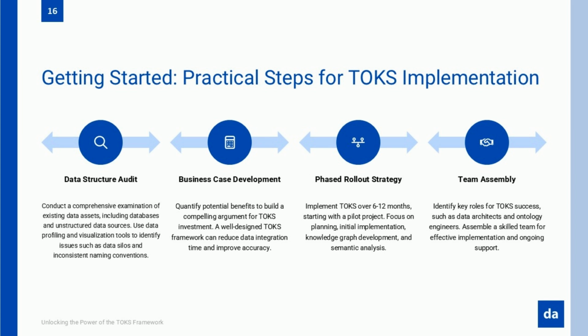In the first month, focus on planning and team assembly. Months 2 to 3 should be dedicated to the initial implementation of taxonomies and basic ontologies. In months 4 to 6, develop and integrate your knowledge graph. Use the remaining months to implement semantic analysis capabilities and refine the entire system based on feedback and performance metrics.